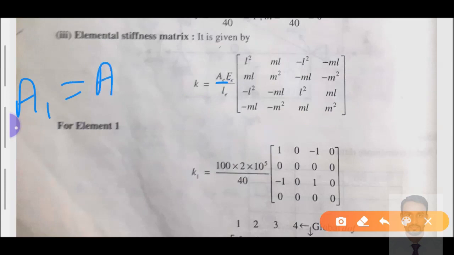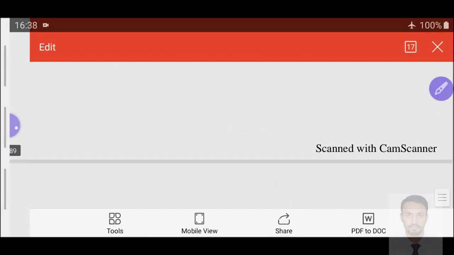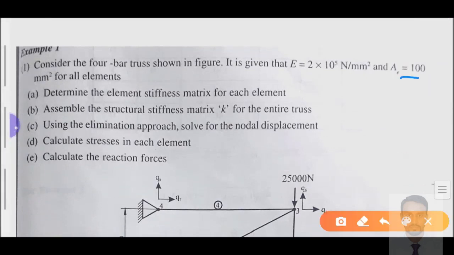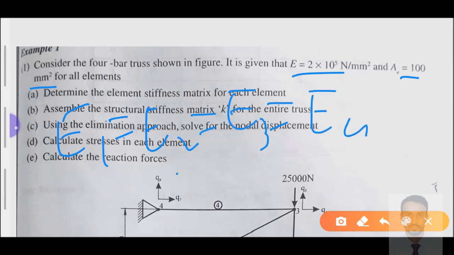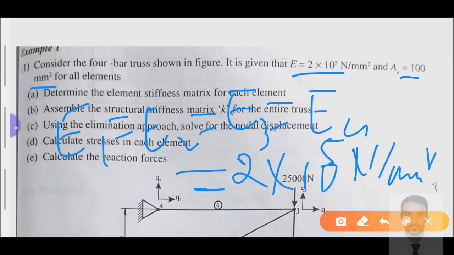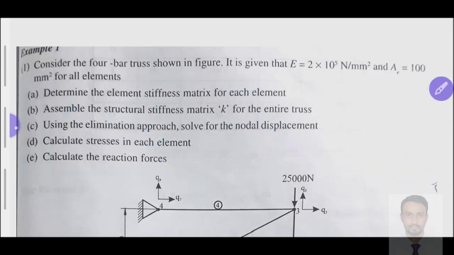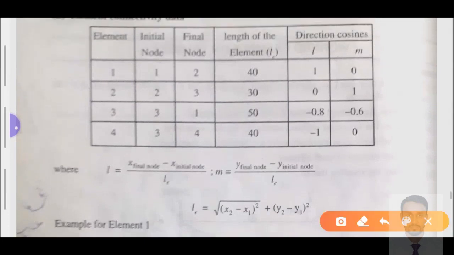A1 is equal to A2 is equal to A3 is equal to A4, and that value is given as 100 mm square. And E1 is equal to E2 is equal to E3 is equal to E4, which is equal to 2 into 10 to the power of 5 Newton per millimeter square. For all elements, Young's modulus remains the same. For all elements, the area of cross section remains the same. So I'll take them completely there. And then element number 1 length is equal to 40. It is not the same. Direction cosine 1, 0.